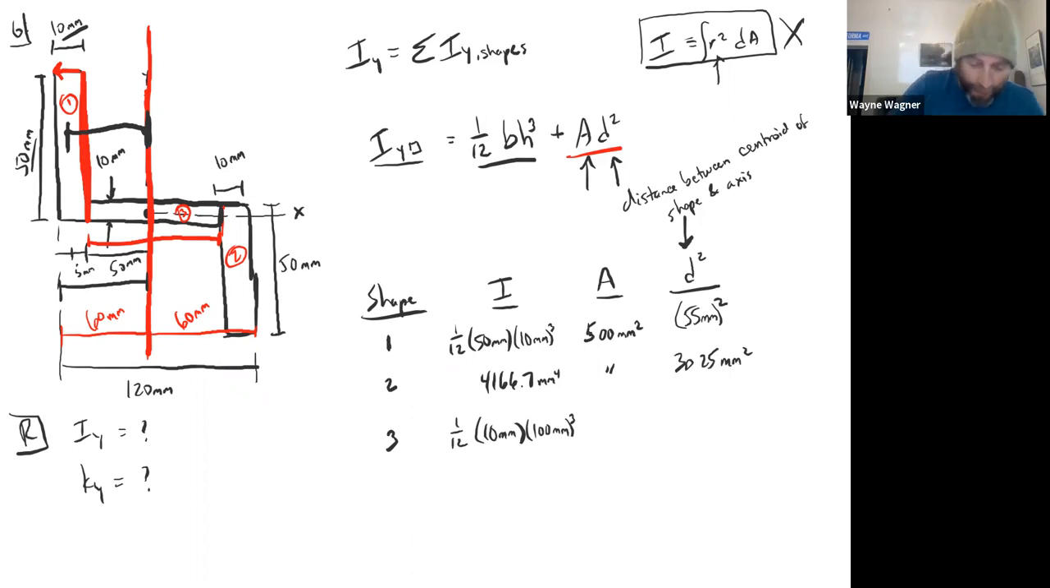But anyway, we'll go ahead and get the area of this thing. It's going to be 10 millimeters times 100, so it's going to be 1,000 millimeters squared. But that doesn't really matter because the distance between the centroid right here and this axis is 0. So the distance is 0.